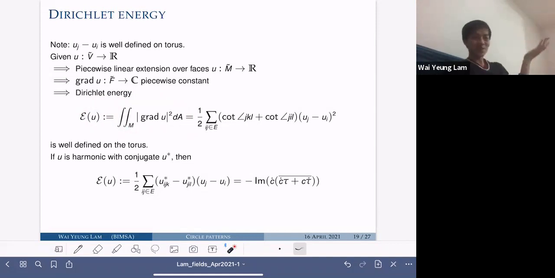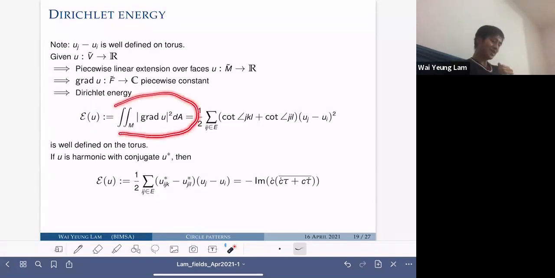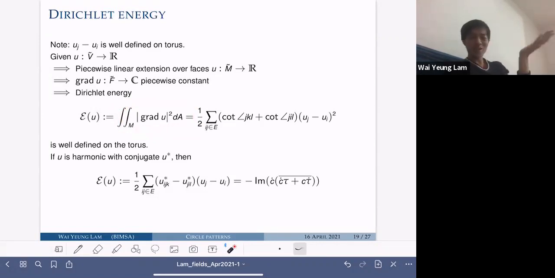If this thing is well defined on the torus, then we can define this energy. And then by a formula by Pinkall and Polthier, if you start with a function defined at the vertices, and then you do this piecewise linear extension, and then you do this gradient, and then you compute this energy, then you can express this energy in this form. So you have 1/2 times the cotangent weights times the square, u_j minus u_i.